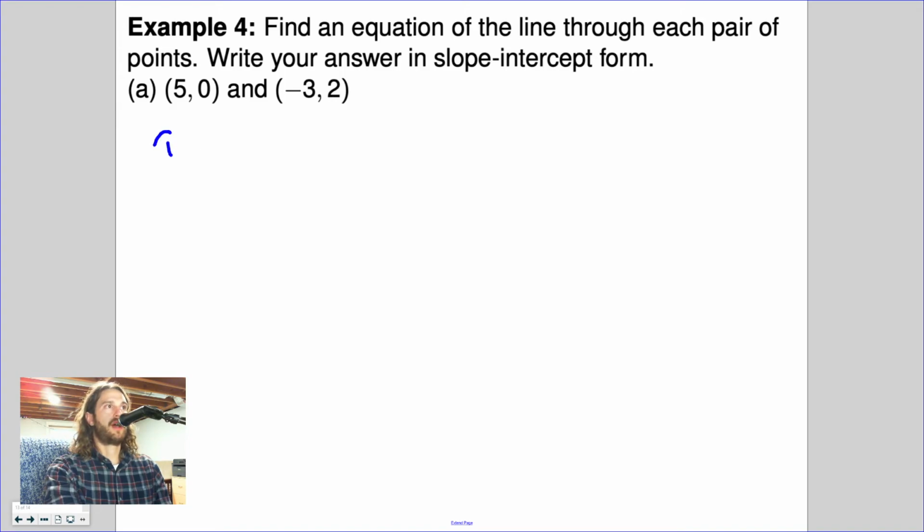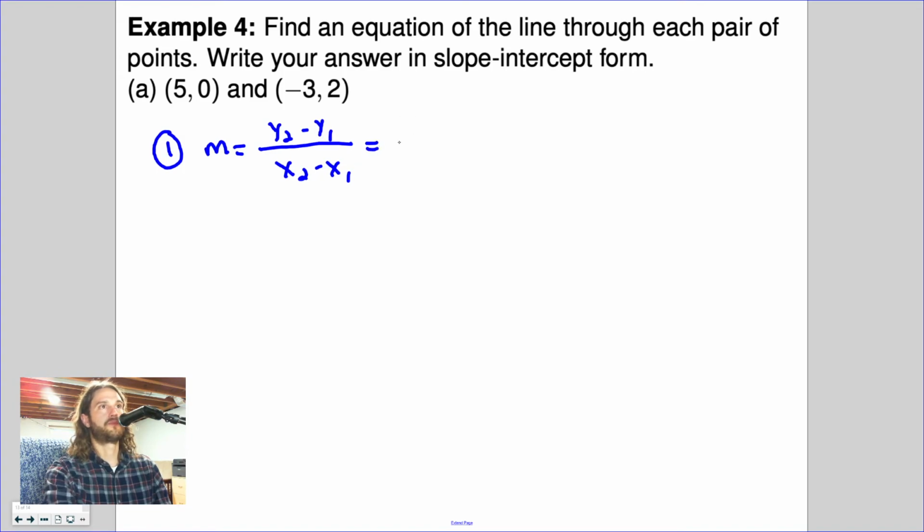So step one, if you're given 2 points, is to find the slope. M equals y2 minus y1 over x2 minus x1. So let's make this happen. y2 is 2 minus 0 over x2, which is -3 minus 5.